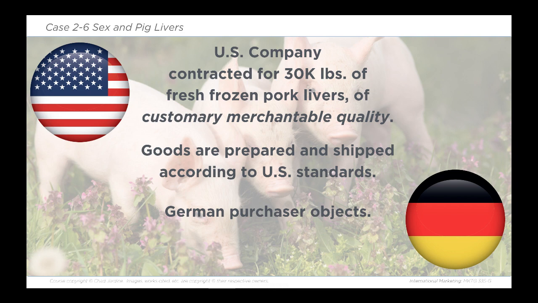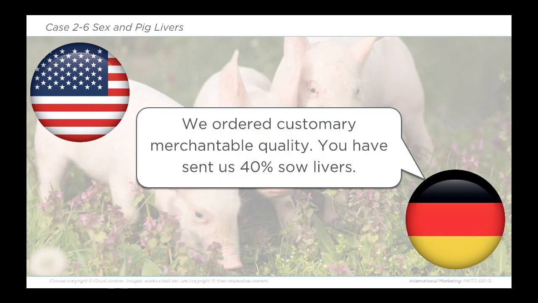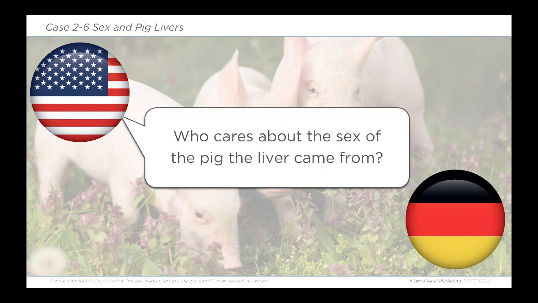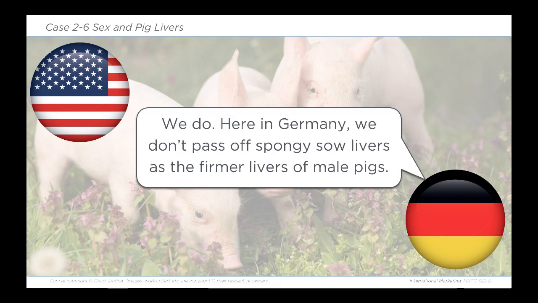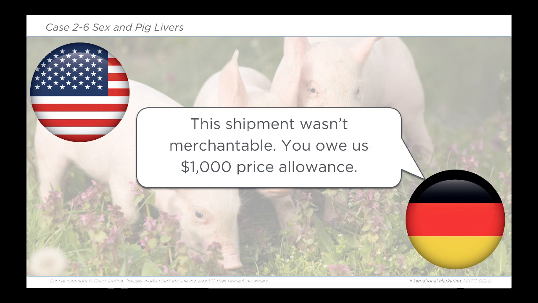Do you settle it in the United States? Do you settle it in Germany? Do you take it to some other court to adjudicate between the two? Germany says, look, we ordered customary merchantable quality, but you've sent us 40% sow livers. Who cares about the sex of the pig the liver came from? Well, we do. In Germany, we don't pass off spongy sow livers as the firmer livers of male pigs. The shipment wasn't merchantable. You owe us $1,000 price allowance. And so the question now becomes, where do you settle this dispute?